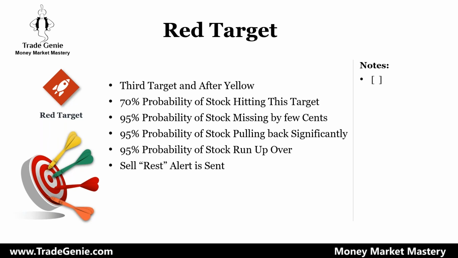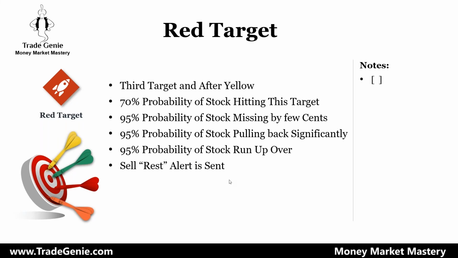Big boys have all the tricks. They are selling in the front, and they're buying in the front, and their minions are selling in the back, or they are selling in the front and their minions are buying at the back. They're doing all kinds of tricks. So the stock misses by a few cents, pulls back significantly because of the major target, and the run up is over. So a sell rest alert is sent, or a sell all alert, or a sell majority alert. All kinds of alerts are sent, and it depends how many days it took for the red target to hit. All that is taken into consideration.